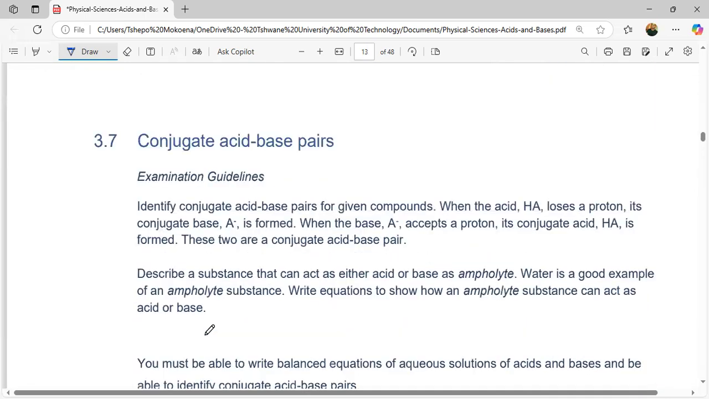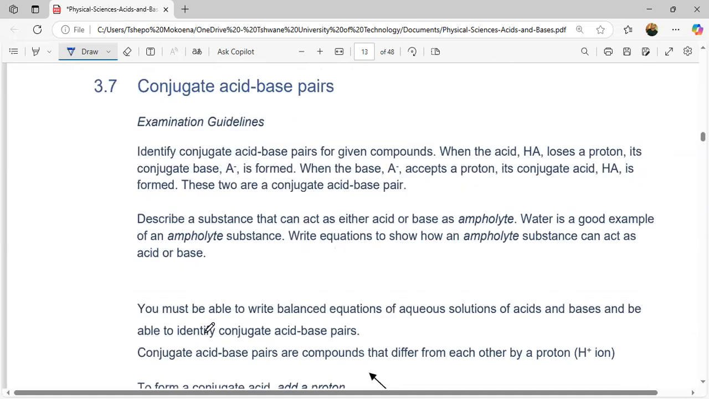So that was 3.6. Now, before we get to complex stuff, calculations, let's talk about the conjugates. What are conjugates? When we talk about the conjugates, we're going to look at the pairs for acids and bases, right? Like I said, when I was explaining the exam guideline, I said I will explain this much better here when we do the concept.